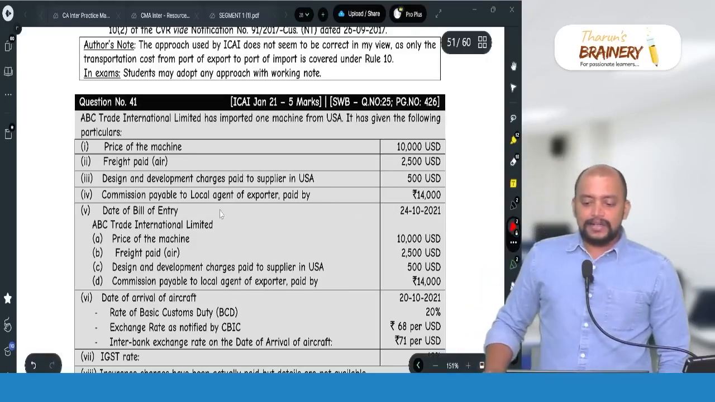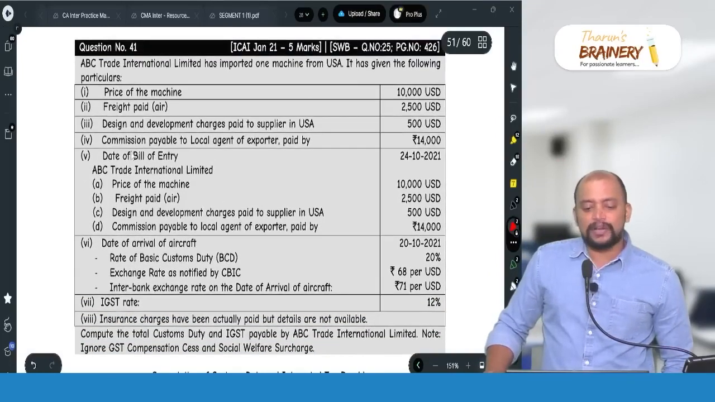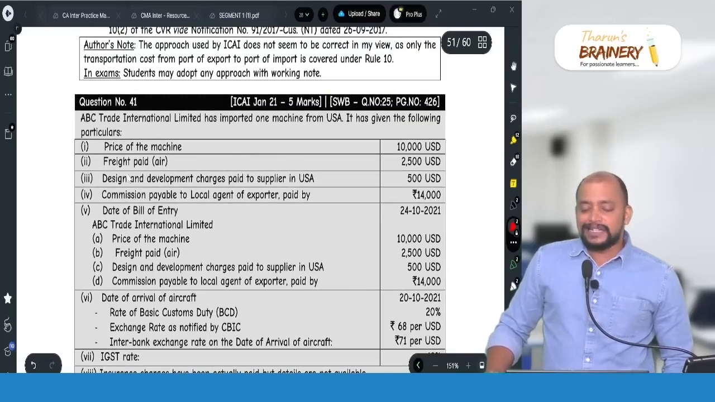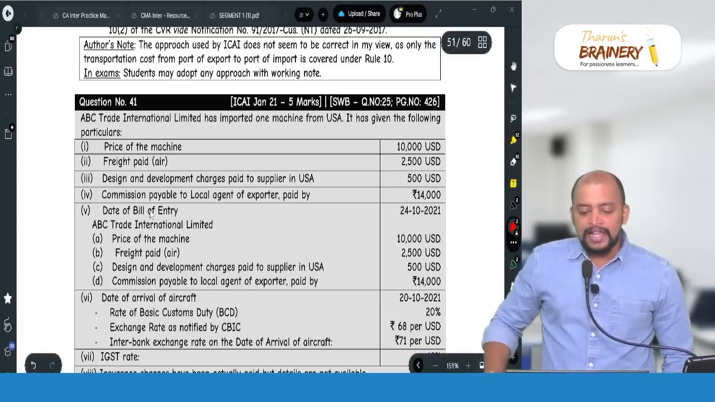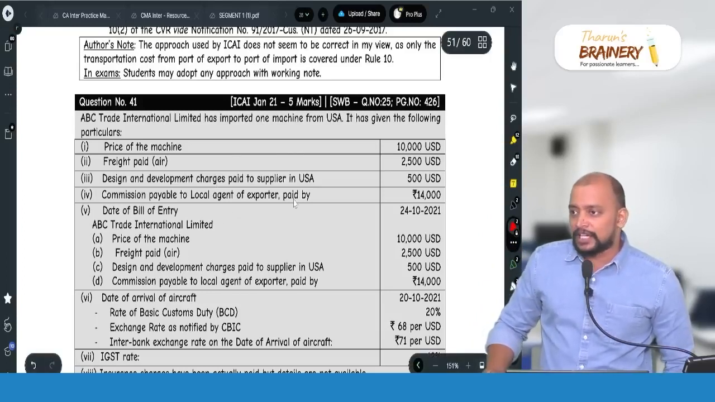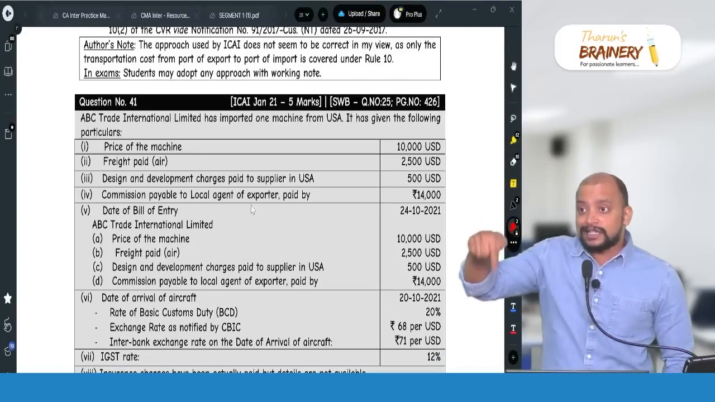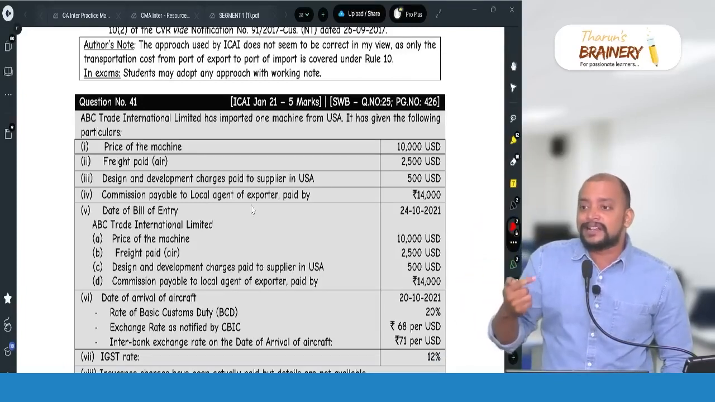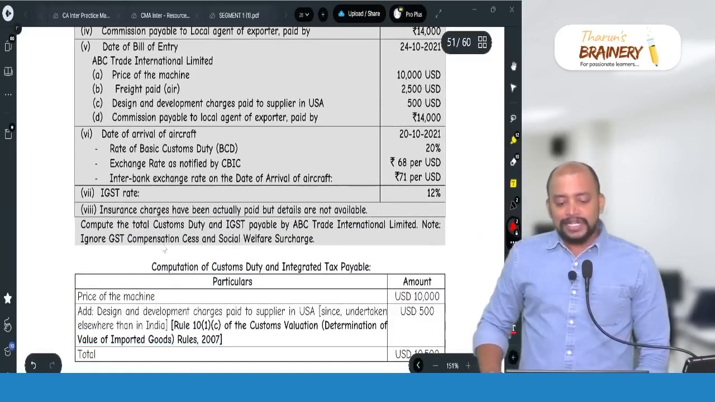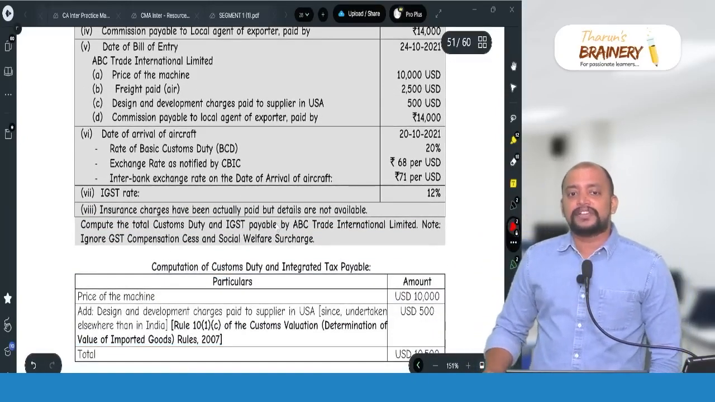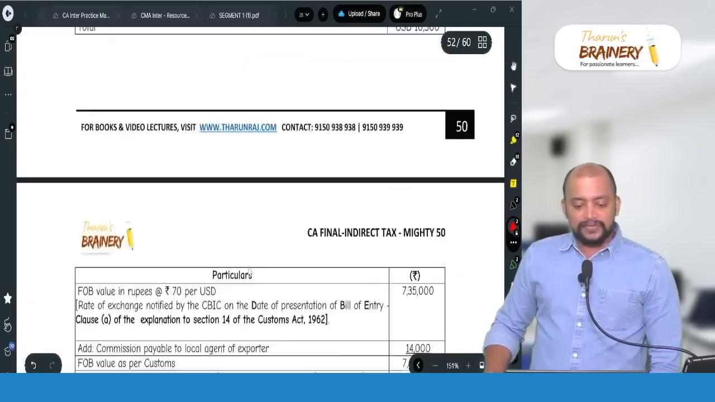So this page number 426, it's a normal question. Design and development charges, commission payable to local agent, air freight. So what should you do? Actual or 20% of FOB. Design and development charges paid in USA should be included. Commission paid to local agent should also be included. Commission payable to the local agent of the exporter is included. So it is the exporter's agent in India, which means selling commission, and it should be included. And insurance charges actually paid but not available, so we'll take 1.125%. That will be taken as the answer.